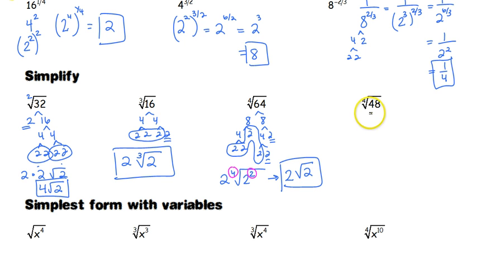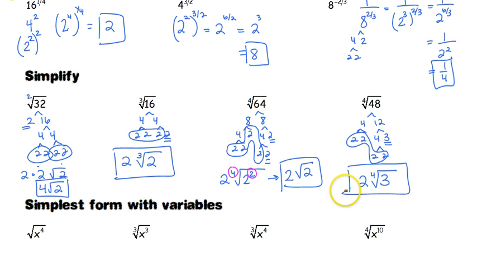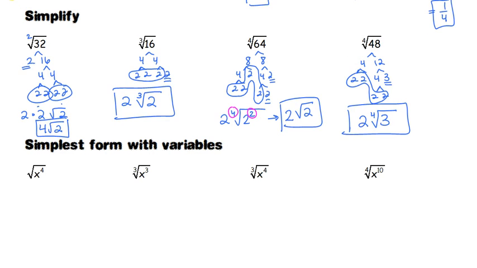Fourth root of 48. 48 is 4 and 12, 4 and 3, 2 and 2, 2 and 2. We need groups of 4. We have a group of 4 2's with a 3 left over. So that is 2, fourth root of 3. Alright, we are almost done. Stay with me.